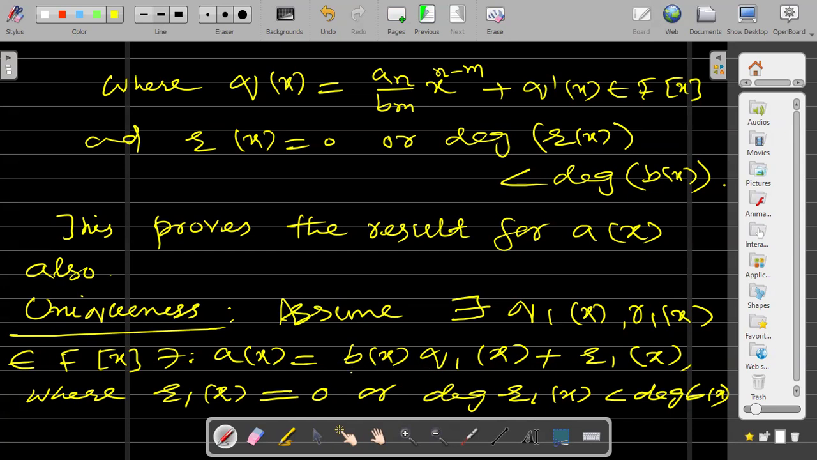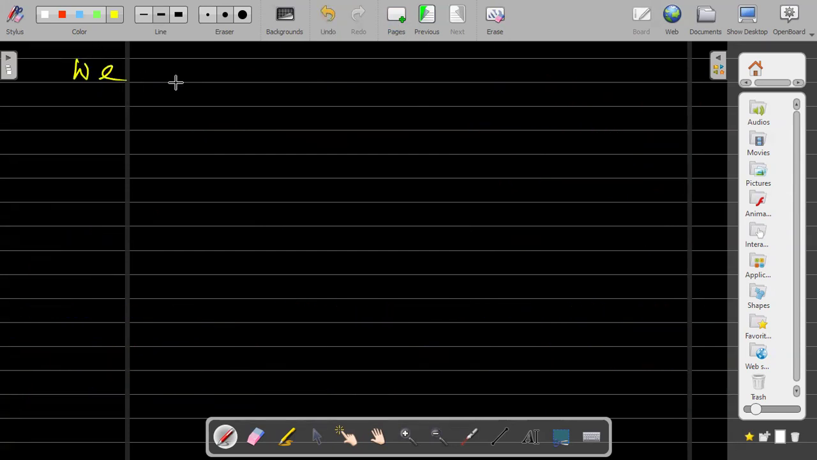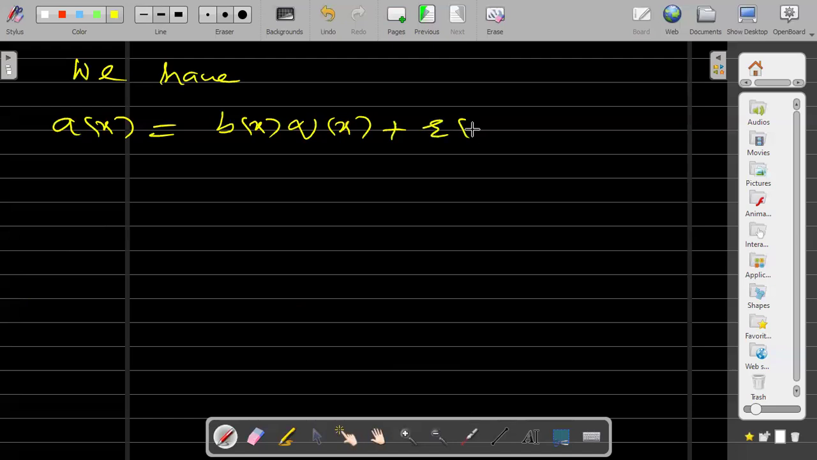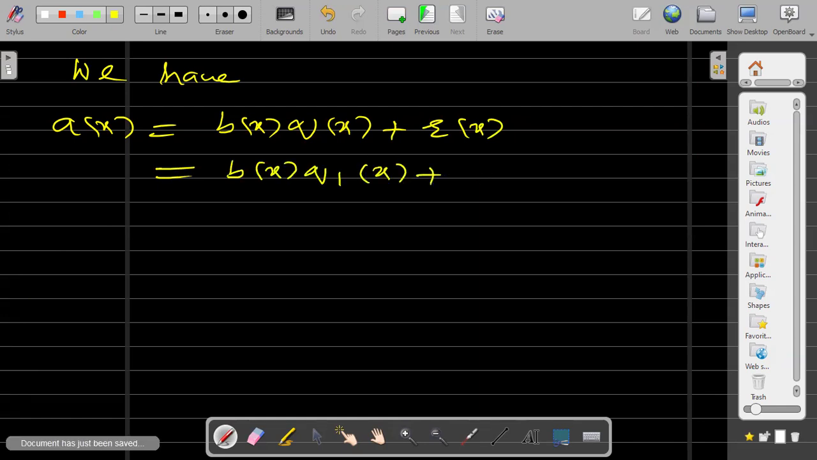Now, since a(x) is equal to this, and this same a(x) is b(x) q(x) plus r(x), you can equate these two. We have a(x) is equal to b(x) times q(x) plus r(x), and that's same as b(x) times q1(x) plus r1(x). Okay, so these two are equal.